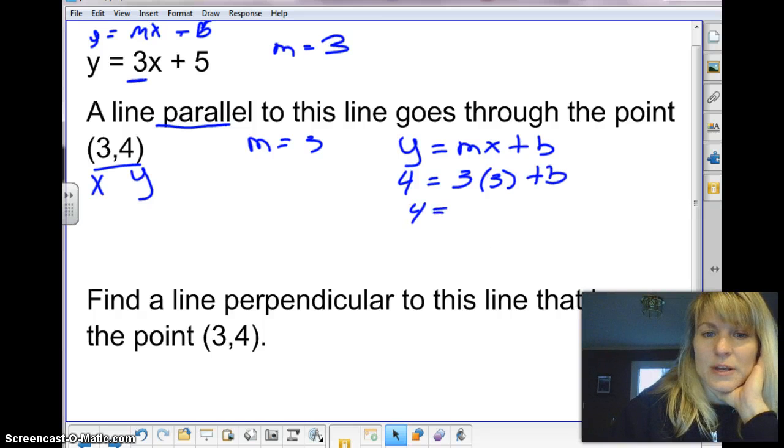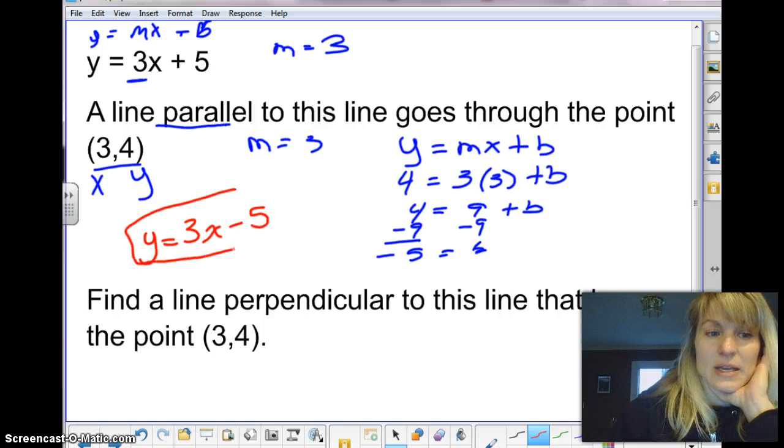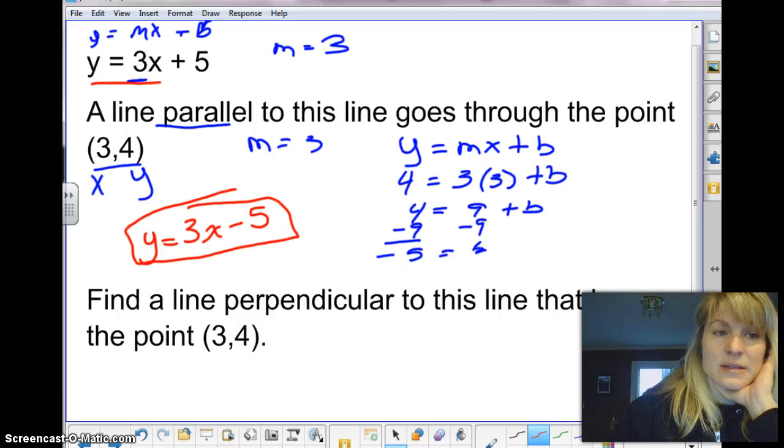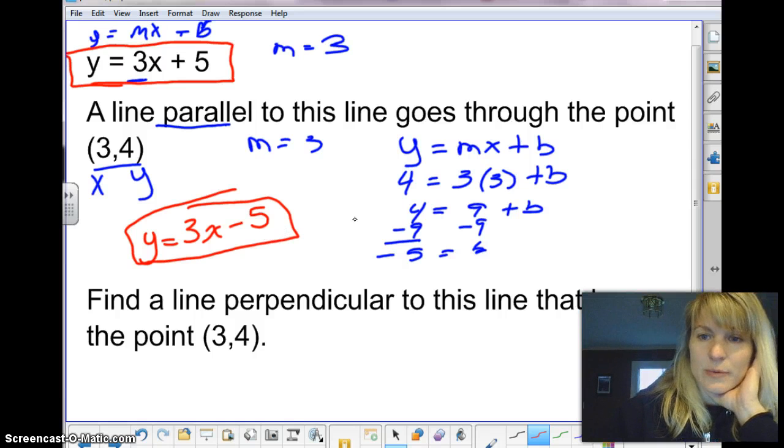So this will give me 4 equals 9 plus b. Subtract your 9, and I know that b equals negative 5. So then for my final equation, y equals the slope, which is 3, and the y-intercept, which is minus 5. And this is the line that's parallel to this line. Same slopes, right? But this one has a y-intercept of negative 5.